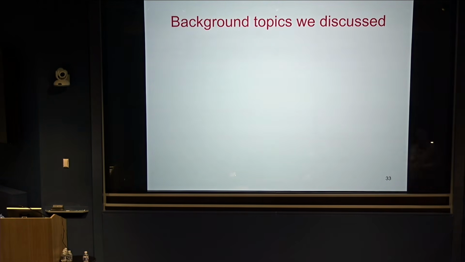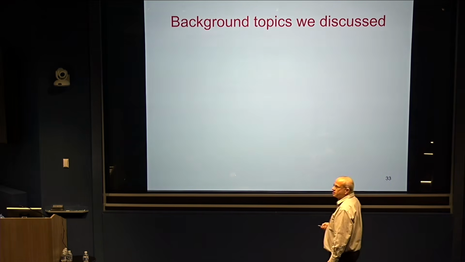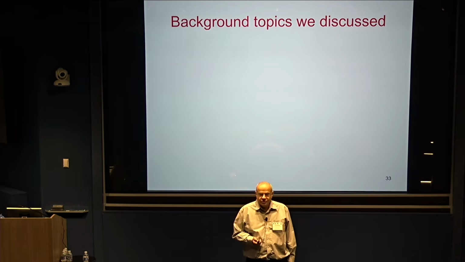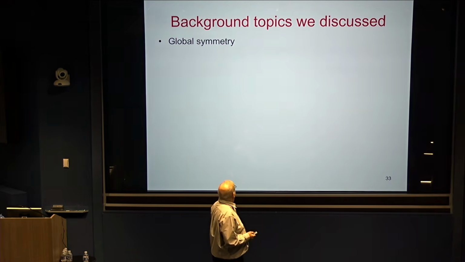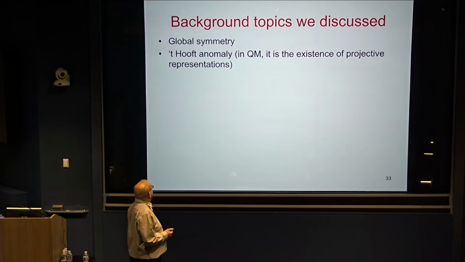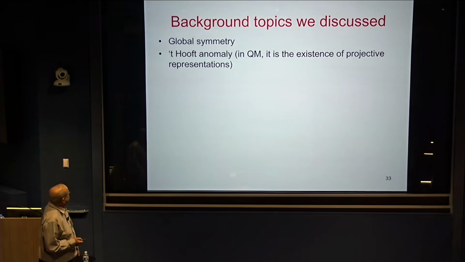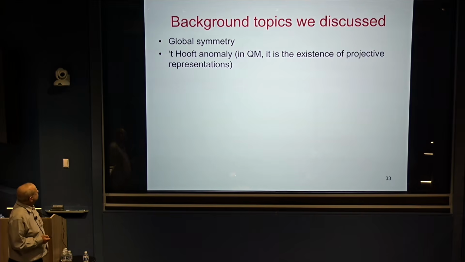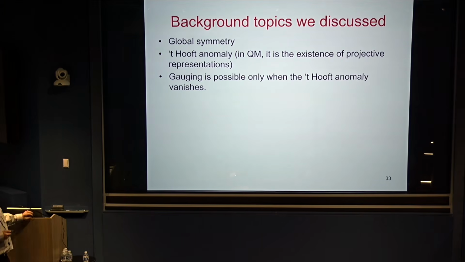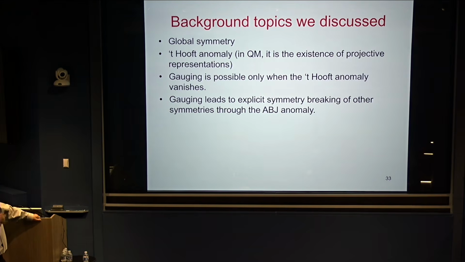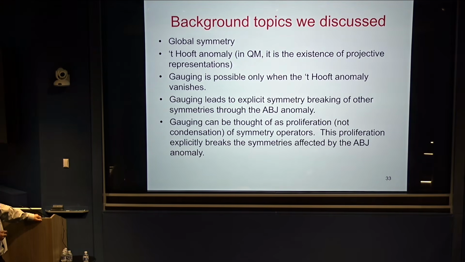So here is how I finish. The talk had two parts. The first was background topics, kind of making sure that we are all on the same page with the terminology. We discussed global symmetry. We discussed 't Hooft anomalies, and in quantum mechanics, these projective representations. And then we said that gauging is possible only when the 't Hooft anomaly vanishes, and we demonstrated it in this simple quantum mechanics. And once we do that, the 't Hooft anomaly leads to explicit symmetry breaking, and that's a phenomenon of ABJ anomaly.